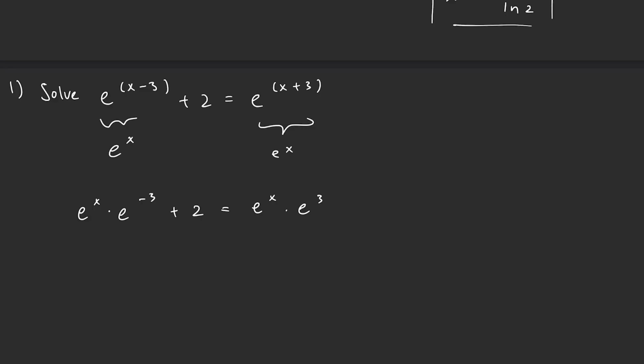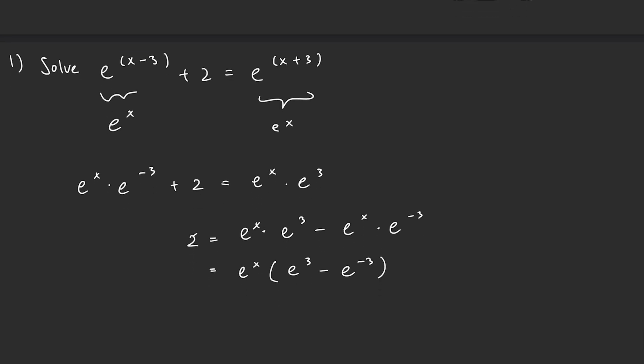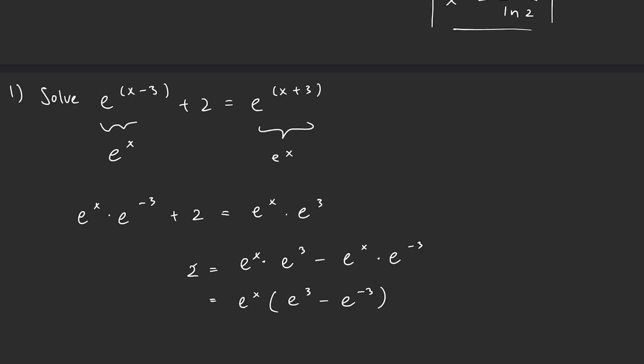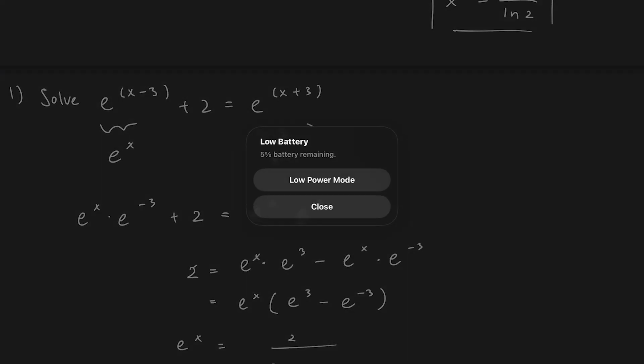So we can move our e to the x terms together. So we have 2 is equal to e to the x times e cubed minus e to the x times e to the negative 3. So now we can take out this common factor of e to the x, and we can solve for e to the x now. So e to the x is simply 2 divided by e cubed minus e to the negative 3.